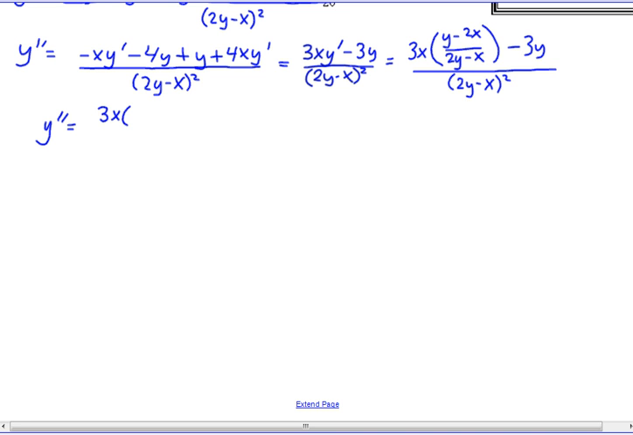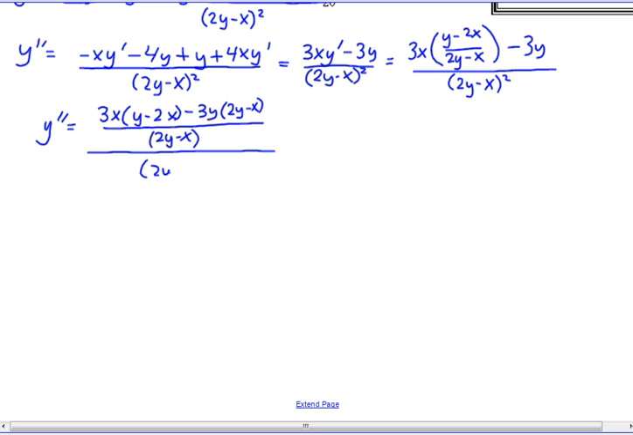I told you to do it on the orange section. No one listened. Okay. y minus 2x minus 3y. We have to multiply top and bottom of that guy because we want a common denominator of the 2y minus x. So we're going to multiply him by 2y minus x. So all of him is under 2y minus x, and that's all over 2y minus x squared.